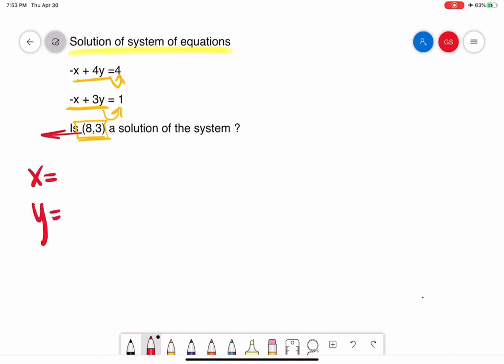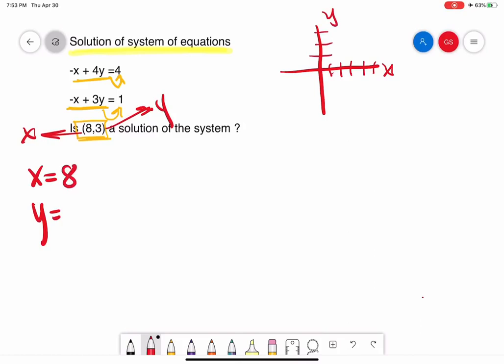We know that this one is your x and this one is your y, because once you want to graph it, you're going to move 8 spaces to the right on the x-axis and 3 spaces up on your y-axis. So once knowing that 8 is your x and 3 is your y, you can now substitute it in the different equations they gave you. So we'll do it with the first one.